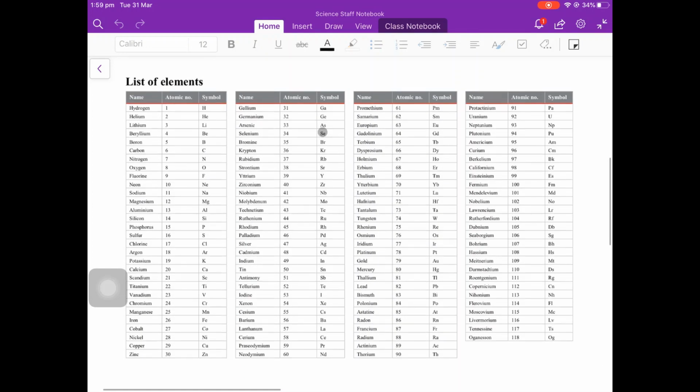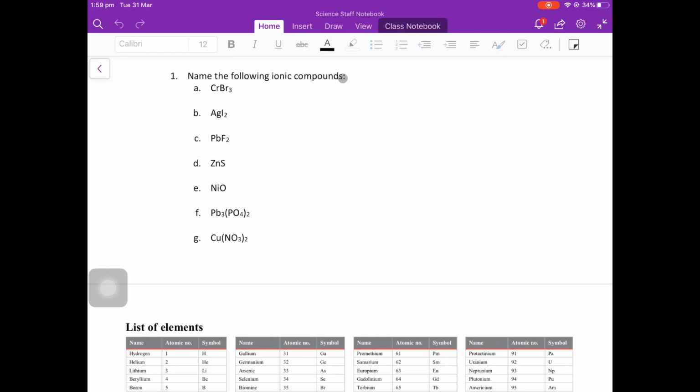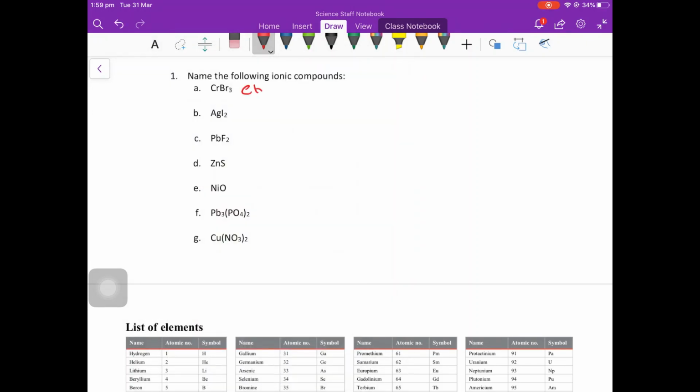So now that we know that, we have all the information needed to name this ionic compound. We're going to put the cation first, so it'll be chromium. The cation remains unchanged, so it's chromium as listed on the periodic table, and that's exactly how we write it here. The second element, the anion, we're going to change the ending, the suffix.